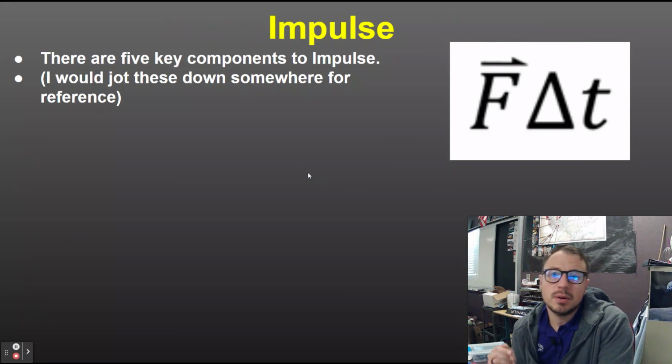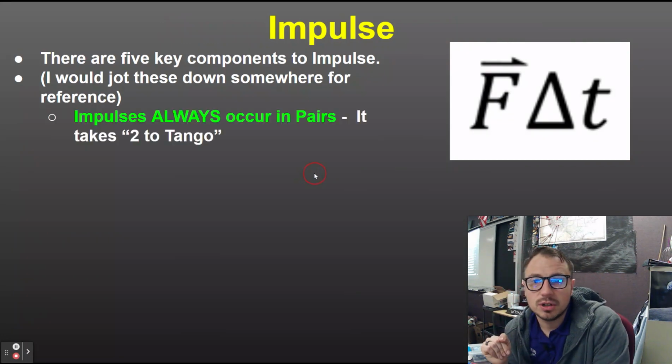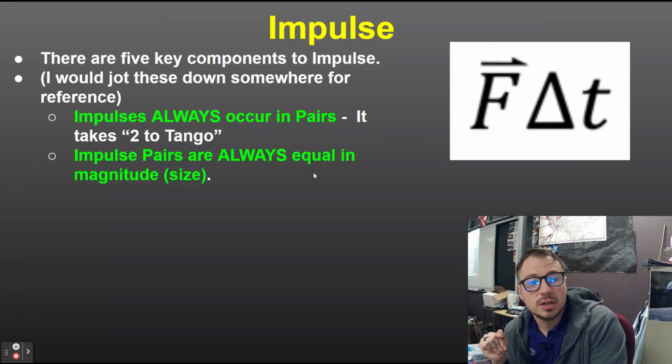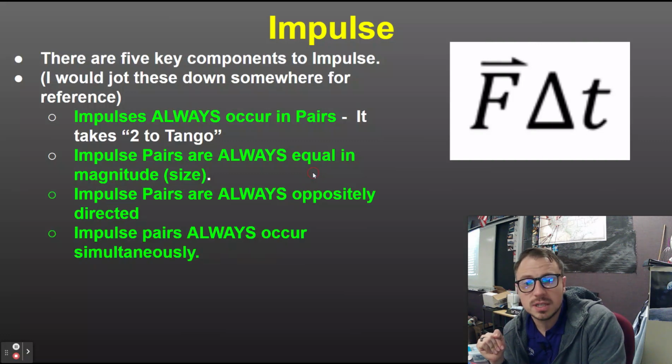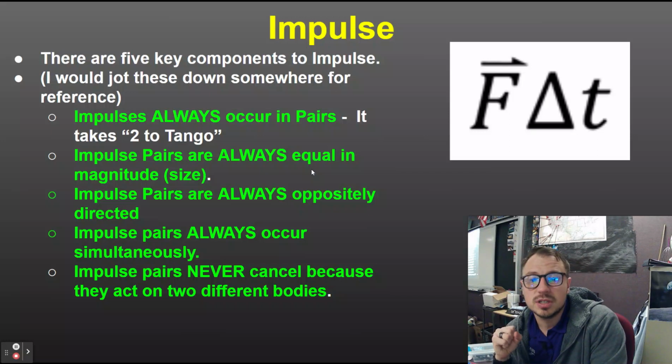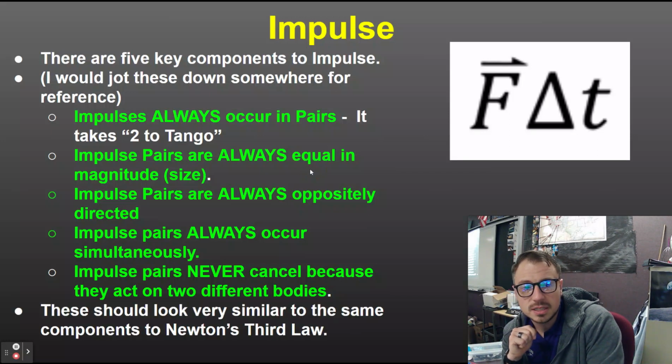So there are 5 key components to impulse. Impulses always occur in pairs. Impulse pairs always are equal in magnitude. Impulse pairs are always oppositely directed. Impulse pairs always occur simultaneously. Impulse pairs never cancel because they act on 2 different bodies. These should look very similar to the same components of Newton's third law.